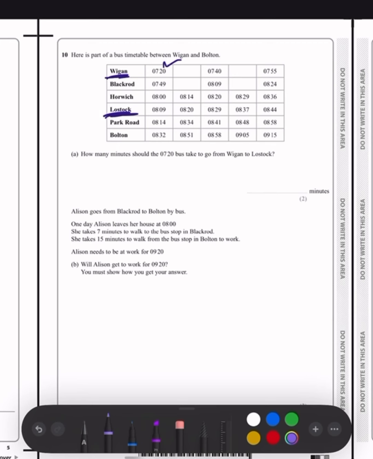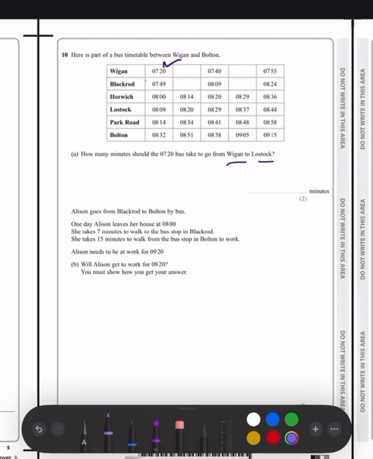All right. Okay. So I did something wrong here, because this was a mistake. So this is my mistake, right? And this is the mistake every student makes. The mistake is that you get confused and you consider all of the others. And I just said don't focus on these, because we've been only asked for Wigan and Lostock.